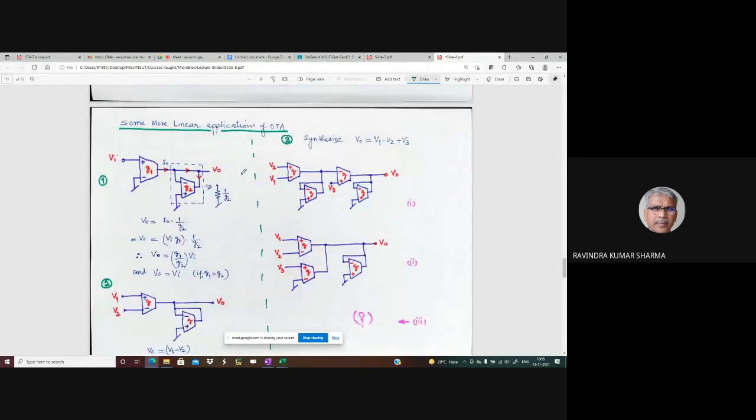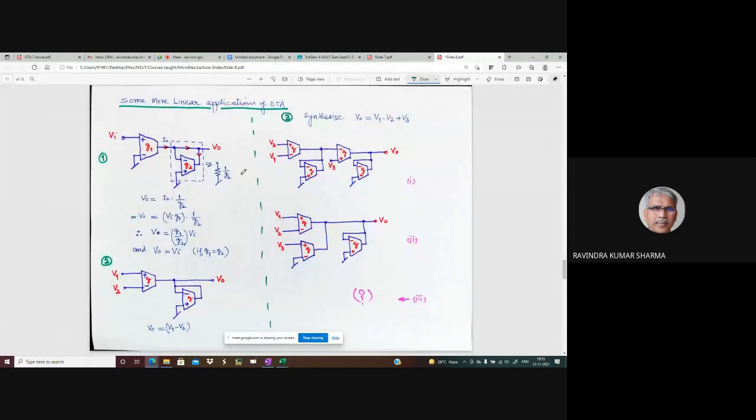Right? अब कुछ और लीनियर एप्लीकेशन देखो OTA के. हमने आपको फिल्टर तक बता दिया. Here as you can see, ये तो वही है आपका नॉन इन्वर्टिंग एम्पलीफायर, पहले डिस्कस कर चुका हूं. राइट? इन दोनों को यूज, आप ध्यान से देखो, हमें अगर ये सिंथेसाइज करना हो, थर्ड सर्किट देखो, I want to synthesize VO equal to V1 minus V2 plus V3.